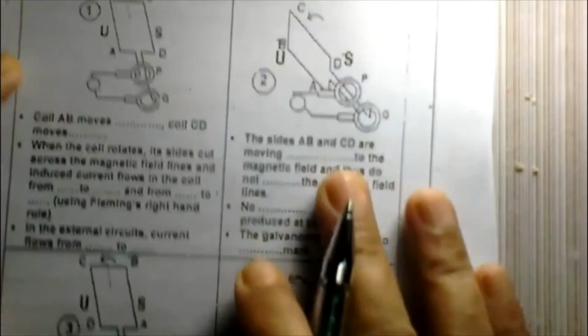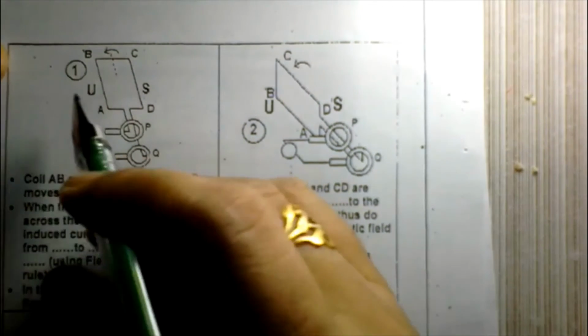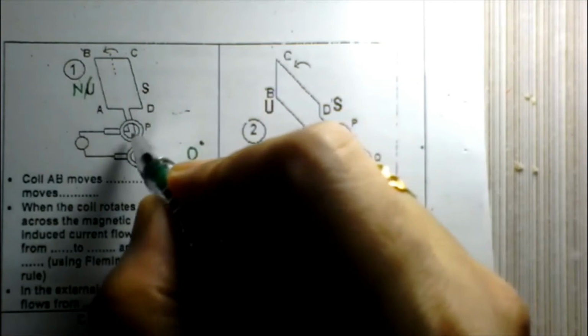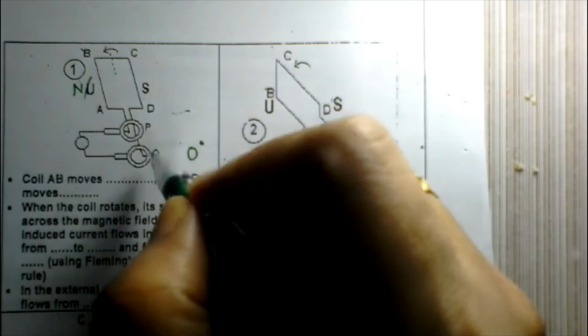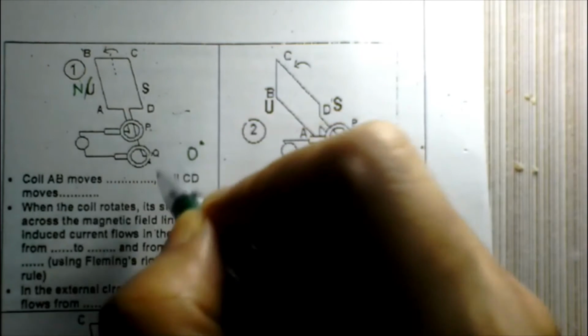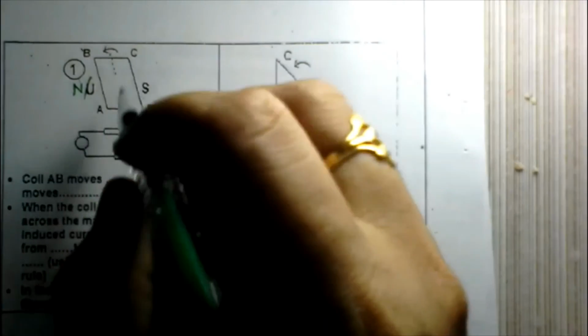Okay, we discuss one by one the working principle. So this is north. Okay, we rotate anti-clockwise. 0 degrees of rotation. So you can see the side AB is connected to the first ring, CD connected to the second ring here. Okay, so we have a ring P and ring Q. Or you can mark the carbon brush also.